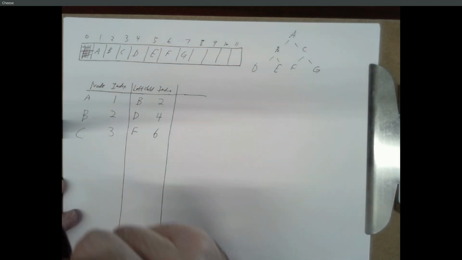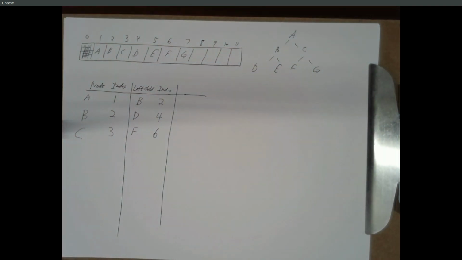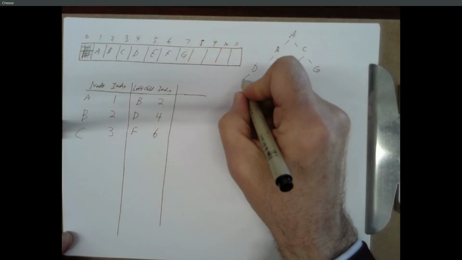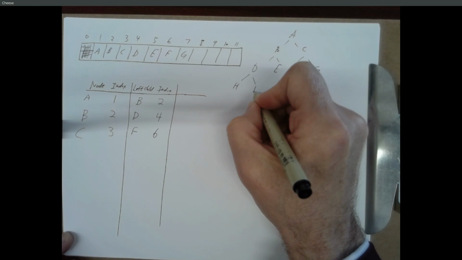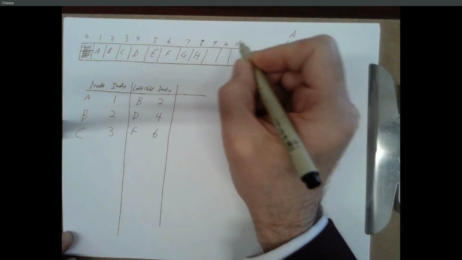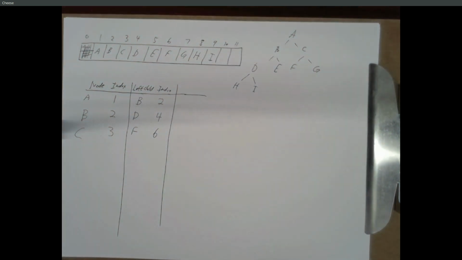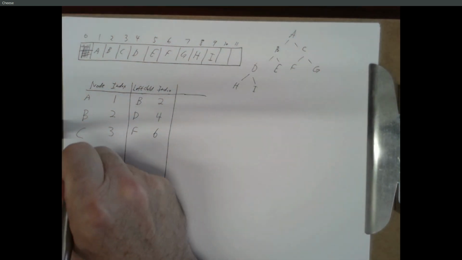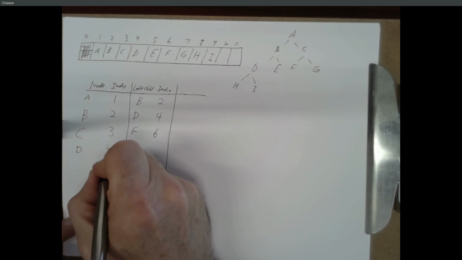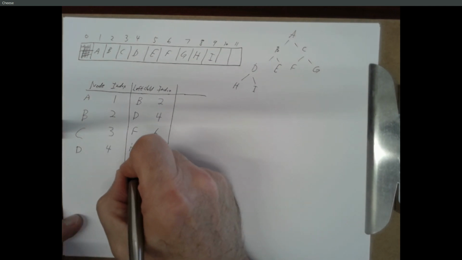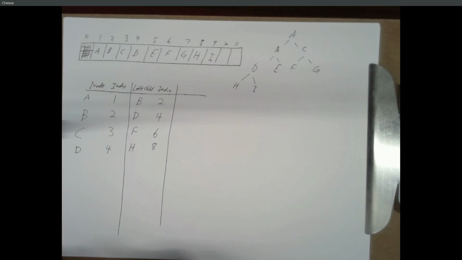Do you see a pattern? Let's add a few more. Odd ones are on the right, and even ones are on the left. So let's look at node D. Node D is index 4. Its left child is H, which is index 8. So if you had to hypothesize a formula for the index of the left child of a node, what might it be?